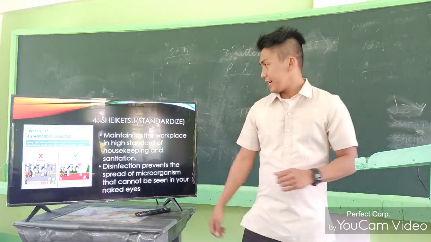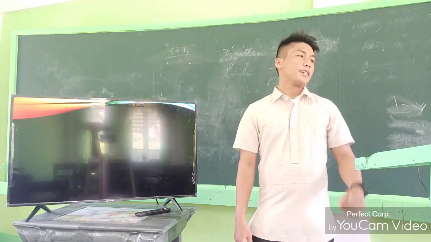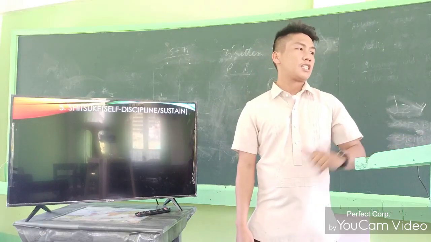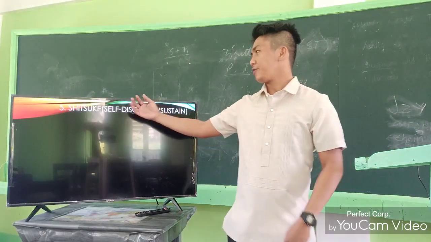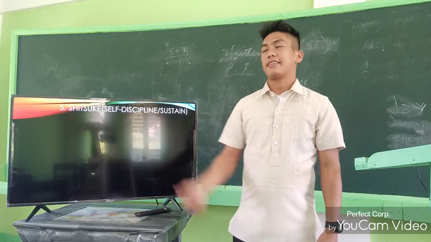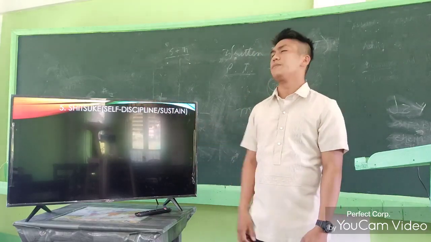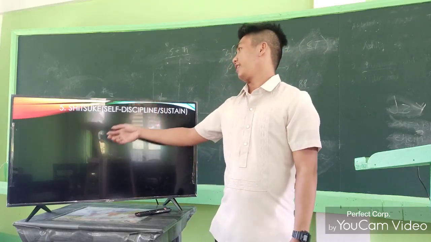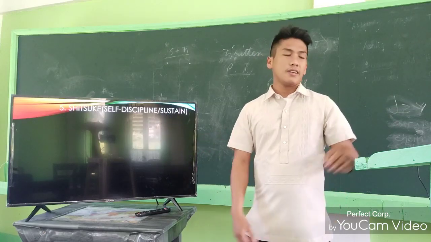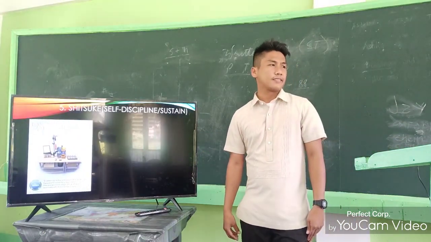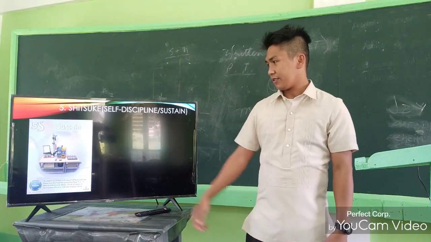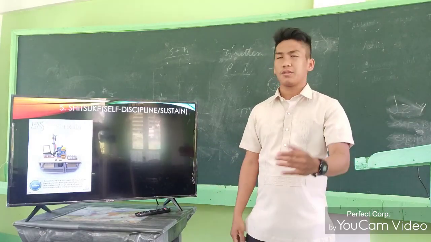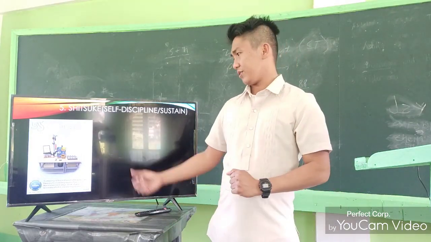Okay, very good. So the fifth one is the Shitsuke. Are you familiar with this? Not really. Okay, Shitsuke is self-discipline. All of us have self-discipline, right? Self-discipline, or sustain. So what do you think is the meaning of that? Okay, sustain. You're going to sustain. So make it clean, sustain.